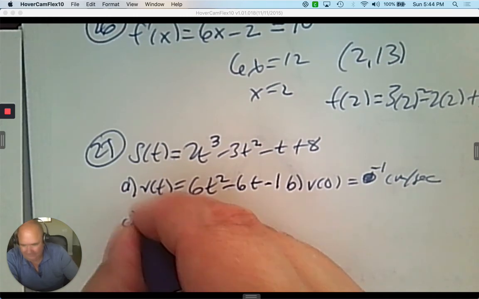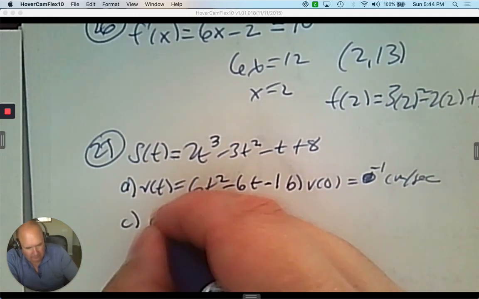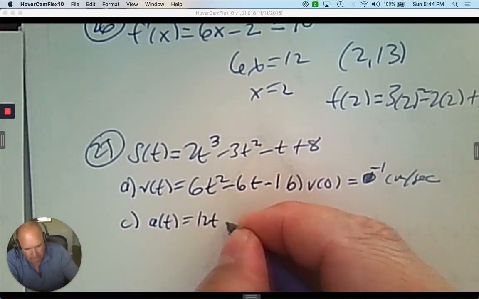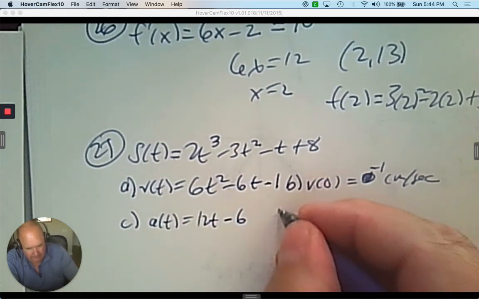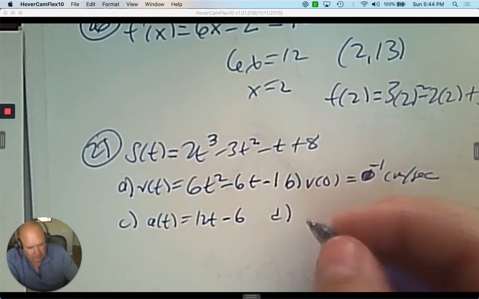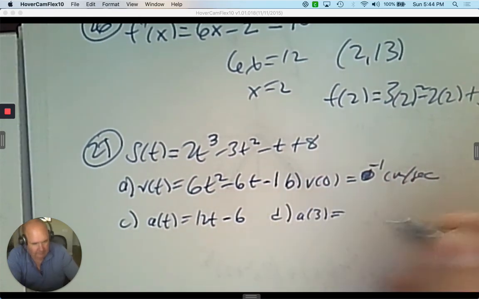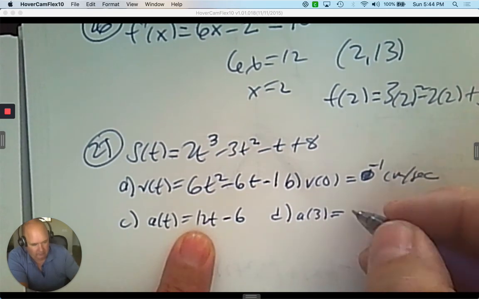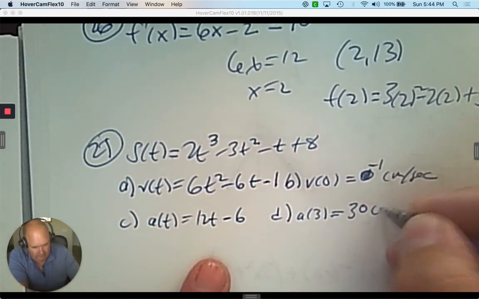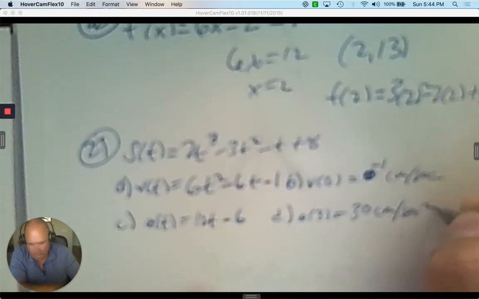All right. Part C. What's the acceleration? So that's the derivative of the velocity. So that's 12t minus 6. What's the acceleration at 3? So plug 3 in, and you get 36, take away 6. I think it's 30, and that's centimeters per second squared for acceleration.